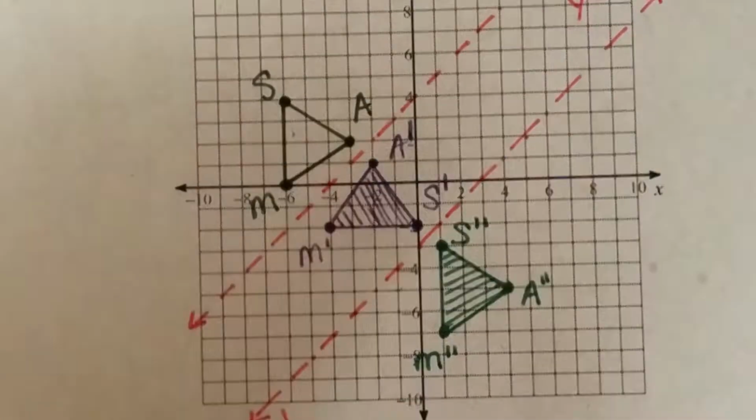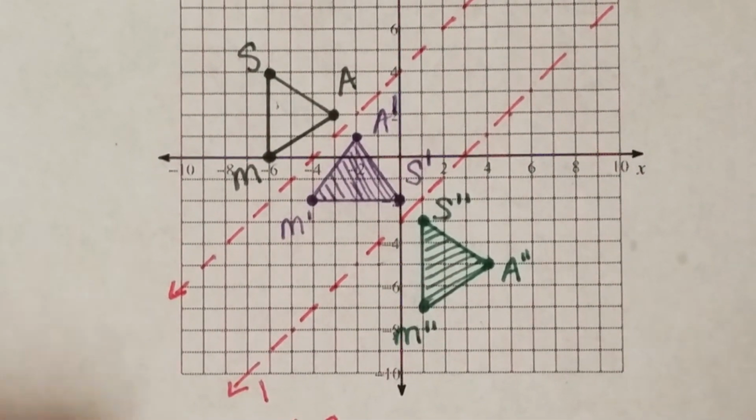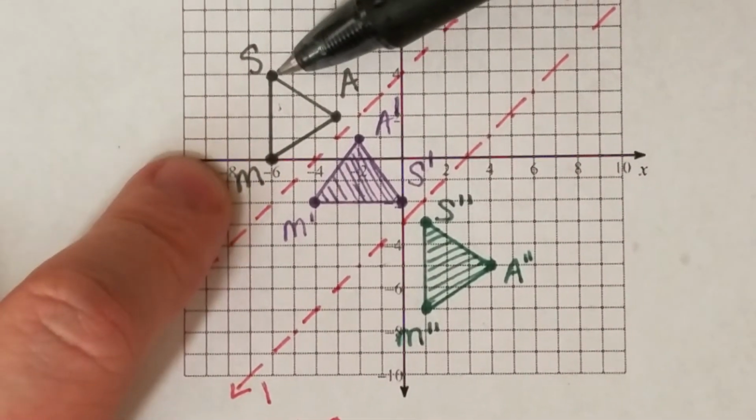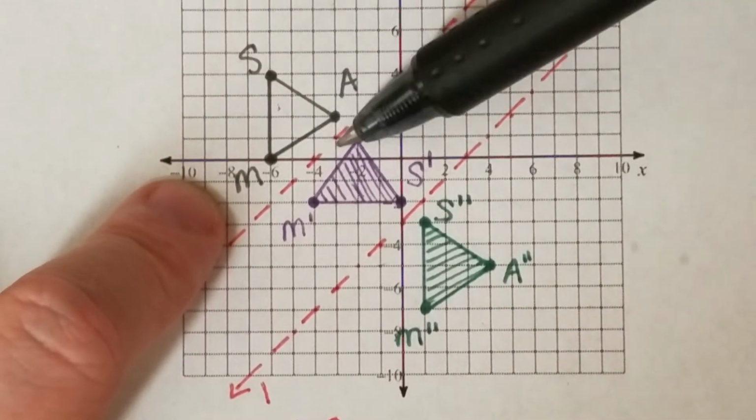All right. Again, I made this worksheet on my own without anybody's help, so it's not my fault. But anyway, so we have our triangle MSA.